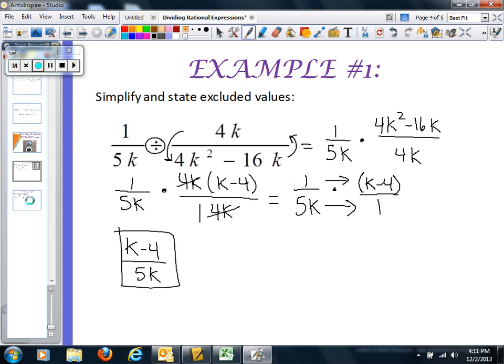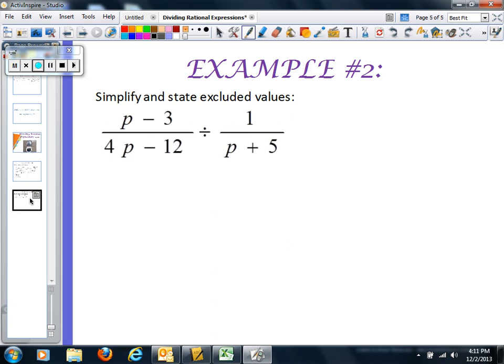So now we're going to go to example number 2. And example number 2 is going to be done actually very similar as well. In example number 2, the first thing again we want to do is change this to multiplication. So I have p minus 3 over 4p minus 12 times p plus 5 over 1.